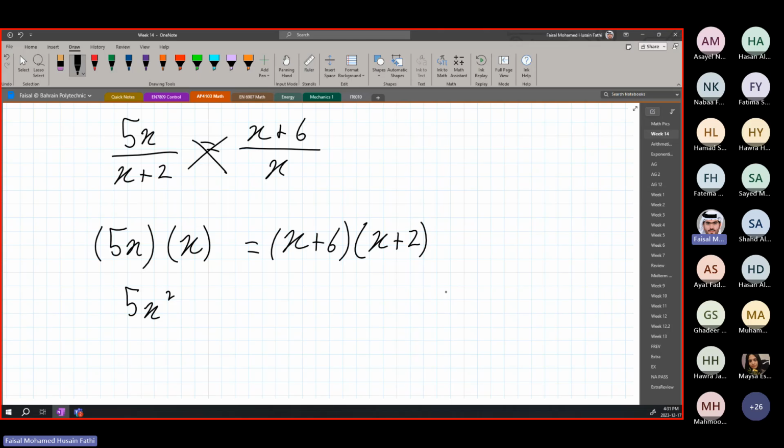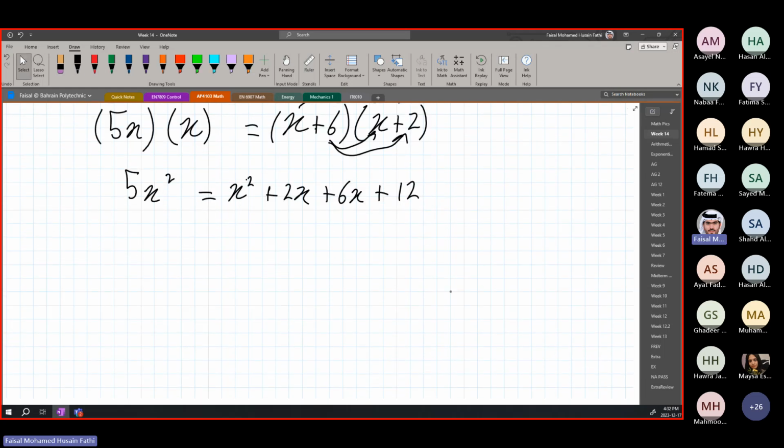5x squared, because 5x times x is 5x squared, is equal to... let's distribute the x's first, then the 6. Distributing the x's will be x times x, which is x squared, x times 2, which is plus 2x, plus 6 times x is just plus 6x, and then plus 6 times plus 2 is plus 12.